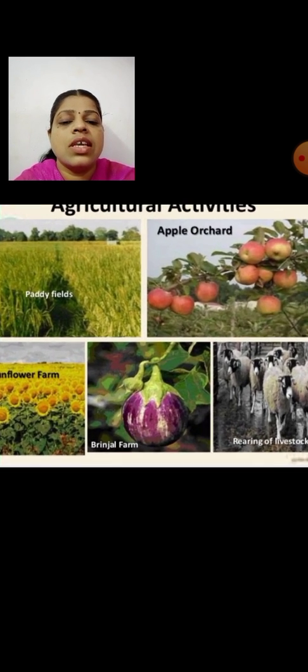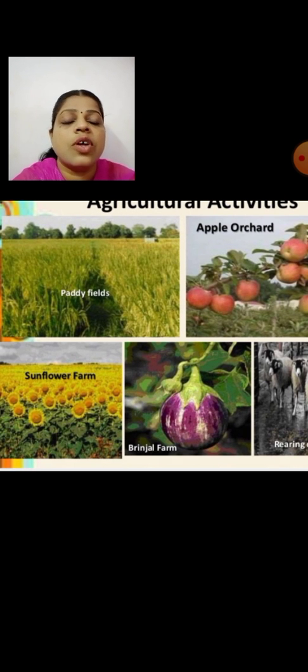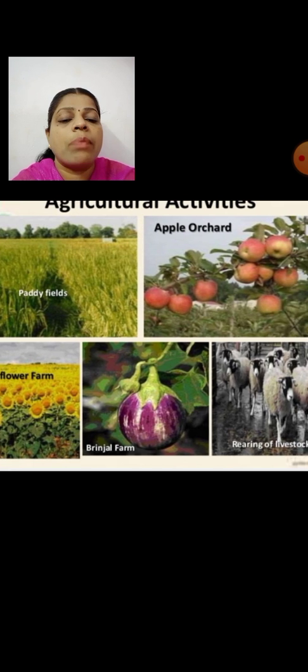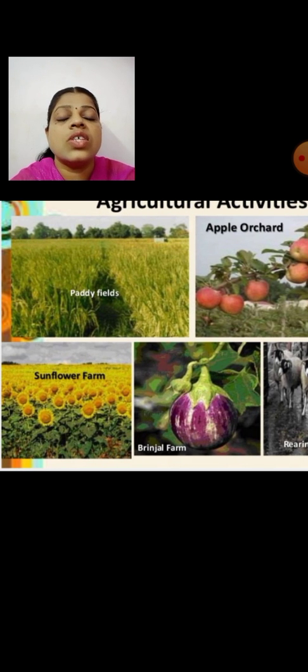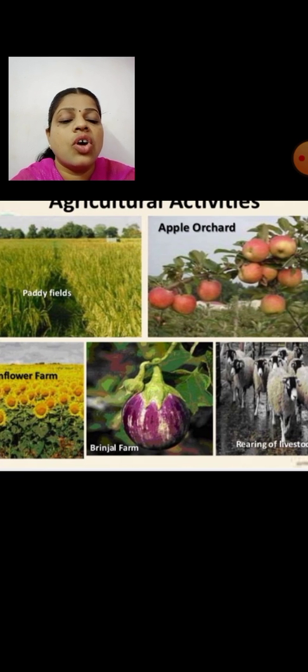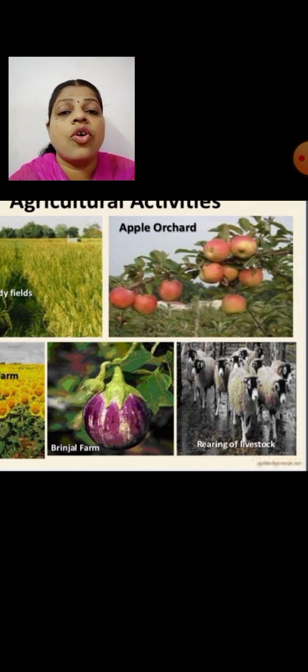Here we can see the different types of crops that are grown. Which are they? The first one is paddy fields, where rice is grown. Next we can see the apple orchard, with many apples on these trees. The next are the sunflower farm, the brinjal farm and then the rearing of livestock. So these are the various activities which come under agriculture.